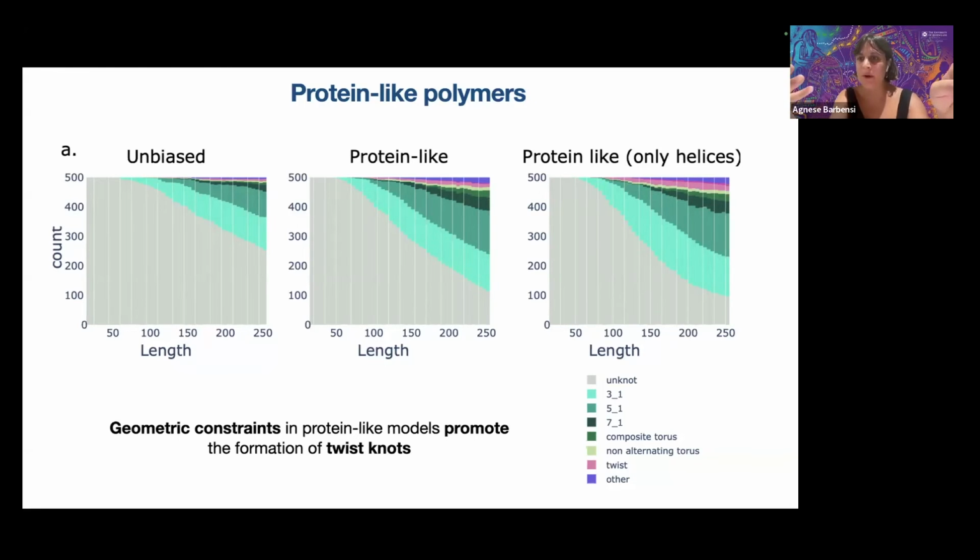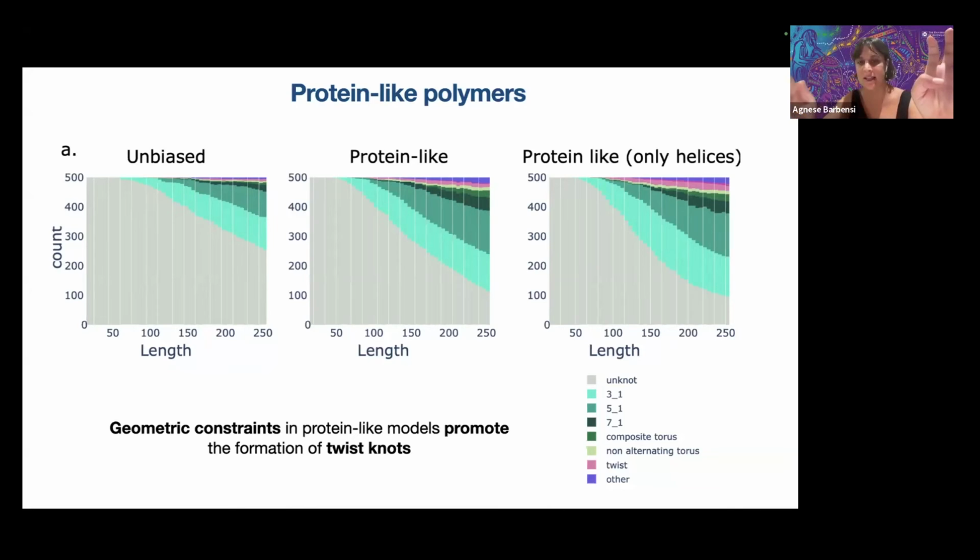The mid plot is where we are picking angles in a protein-like way, and the rightmost plot is where we are picking angles in a protein-like way, but only from the helical side of the distributions. And in all of these 3 models, we see again this behavior of creating initially trefoil knots, the light blue band, and then, as the chain keeps growing, increasingly complex alternating torus knots.